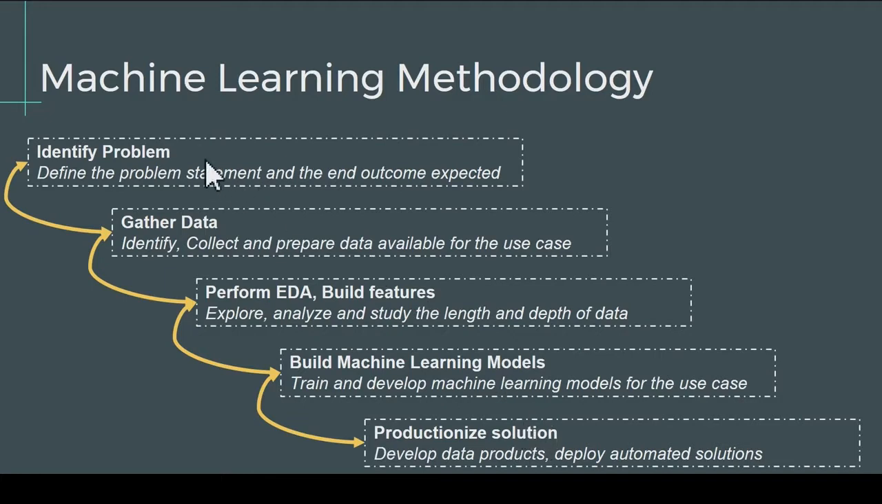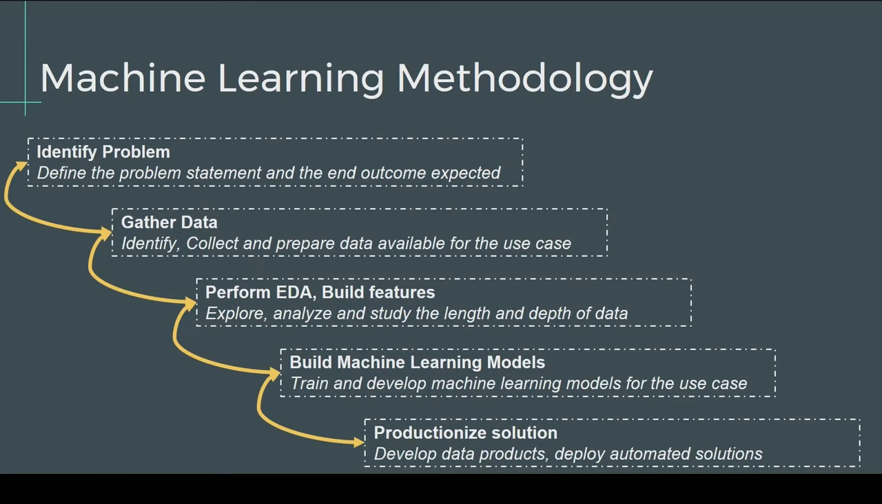So, identifying the problem. Typically, a machine learning methodology or the machine learning process is actually a part of a larger problem. So let's say you are a retail giant and you have a problem, like the sales are going down or the overall revenue for the current year has been significantly lower than the previous year. And you're trying to understand what is the problem. So this is the larger problem.